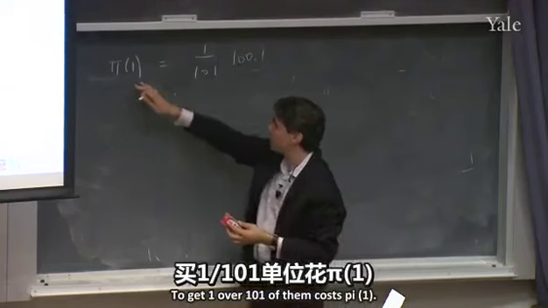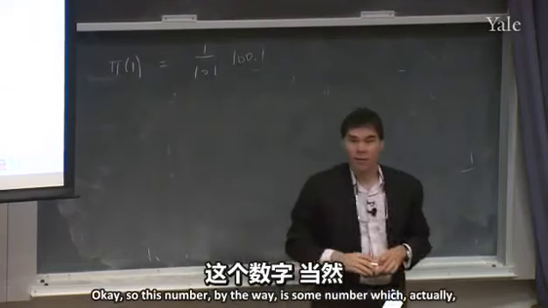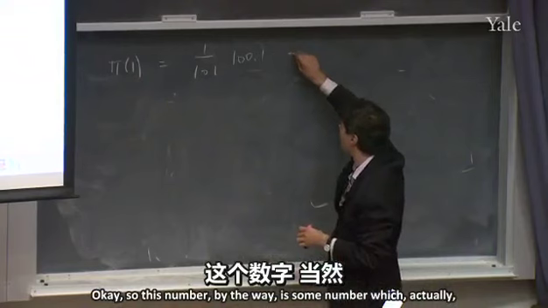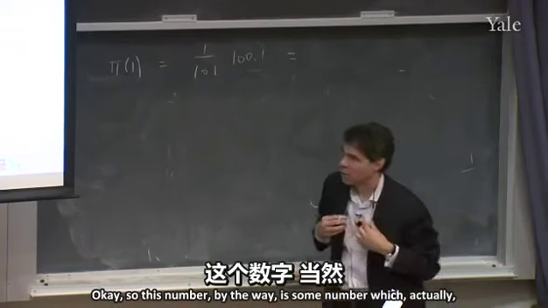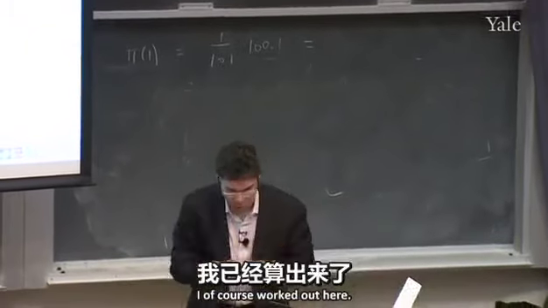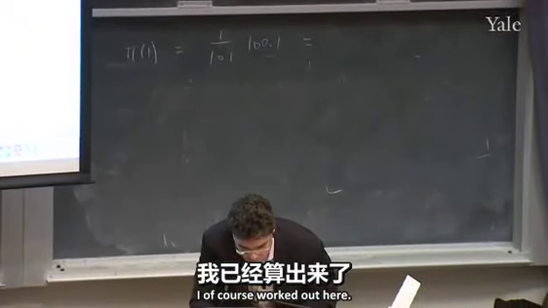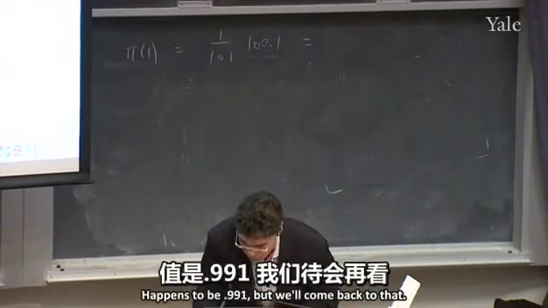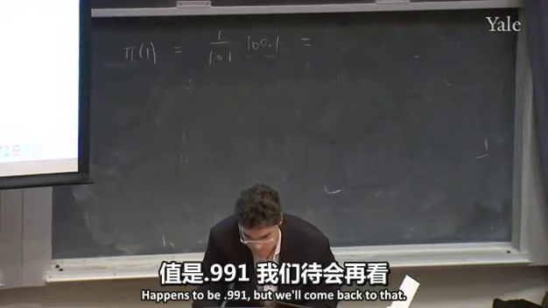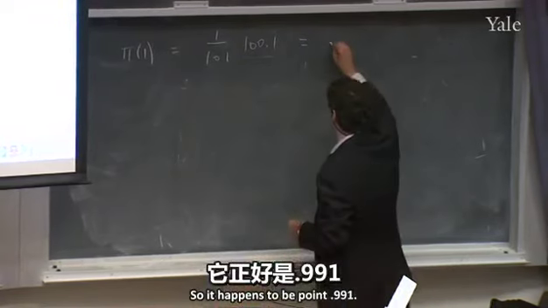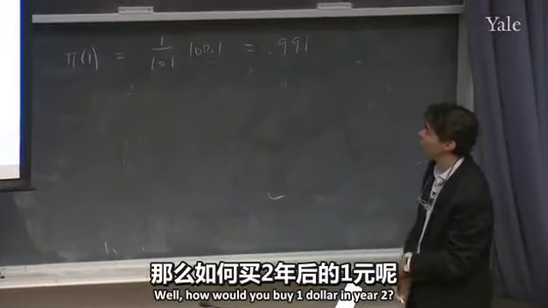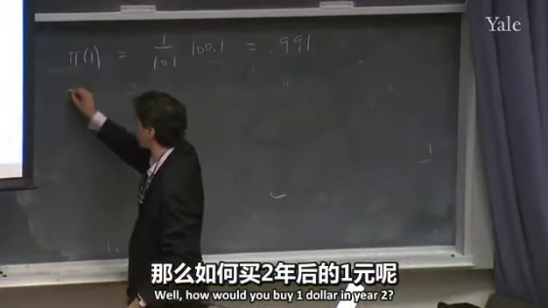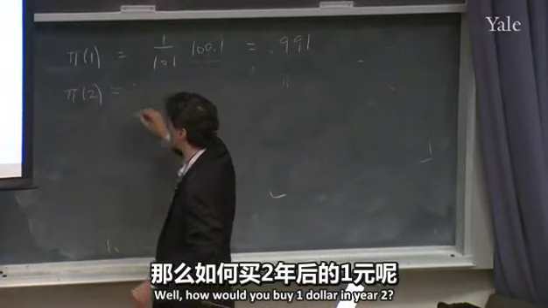costs pi 1. Okay, so this number by the way, which I worked out here, happens to be 0.991, but we'll come back to that. So now we know pi 1. Well, how would you buy $1 in year 2?